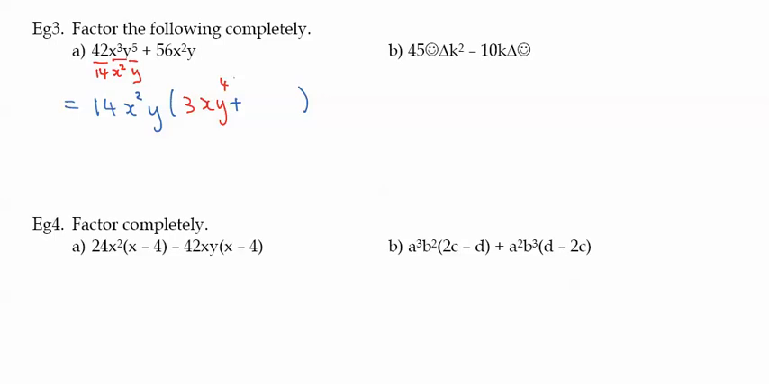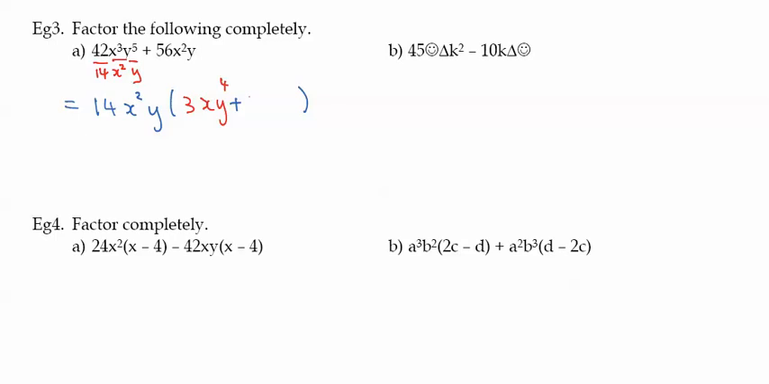Starting with the first term, if we had to take out 14 x squared and y, the number would give us a 3. And then the x cubed, once you take out the x squared, we have x in it. Y to the 5th, once you take it out once, you still end up with y to the 4th.